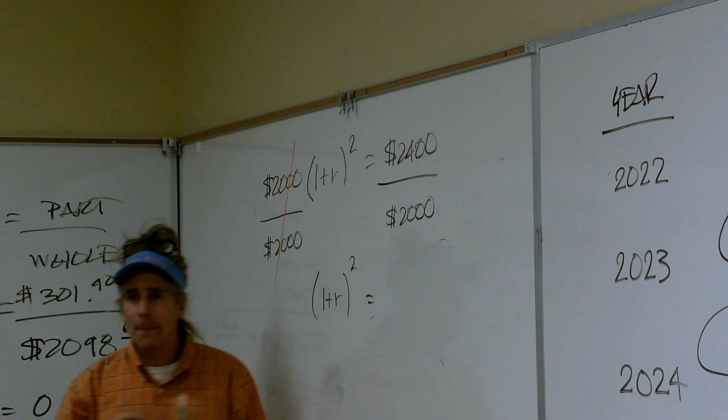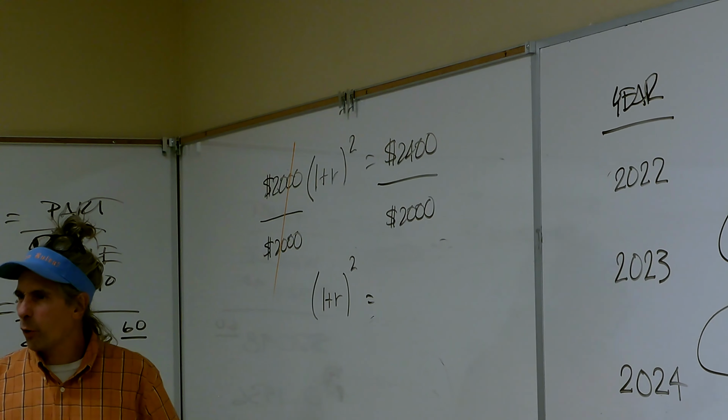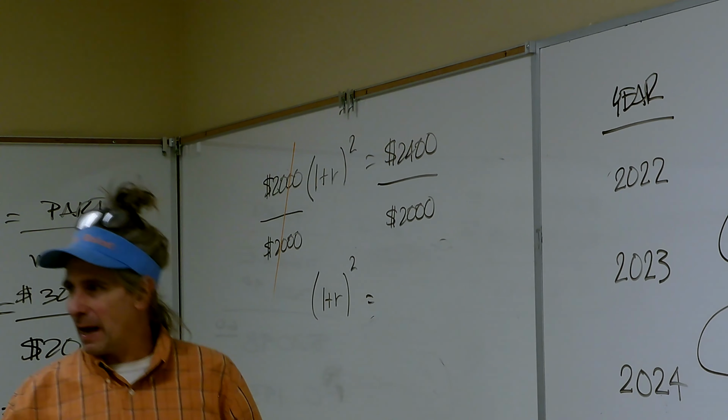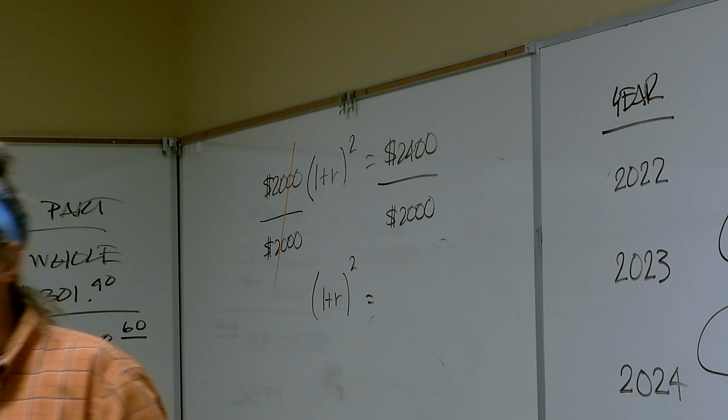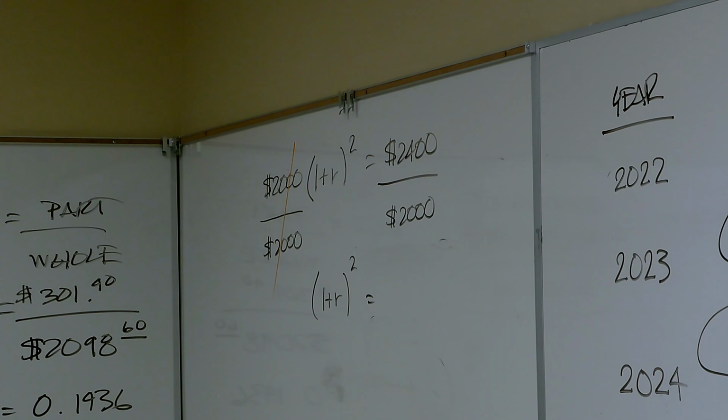What's this equal to? What's $2,400 divided by $2,000? 1.2. Here's a trick question. What's the unit on that? It's not dollars. Why is it not dollars? You got dollars top and bottom.